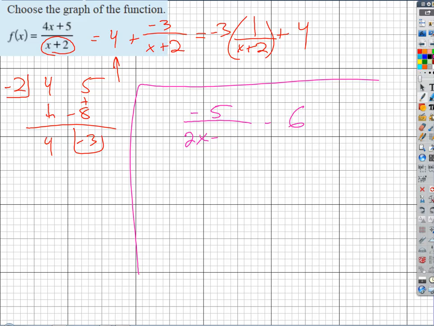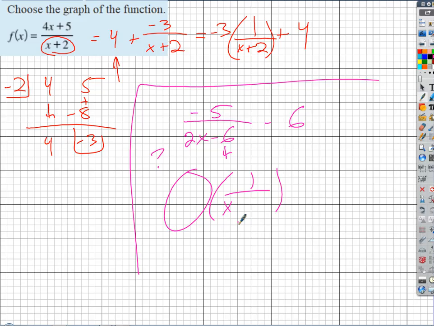Let's just make them integers that work. So like that, how about? What am I going to do there to put that in the form of a transformation? I've got k, but how am I going to get my a times 1 over quantity x minus h? How am I going to get this to look like something out front times 1 over x plus or minus some number?